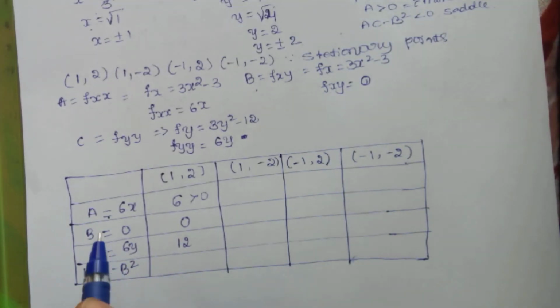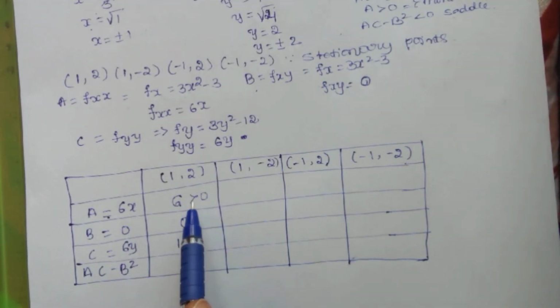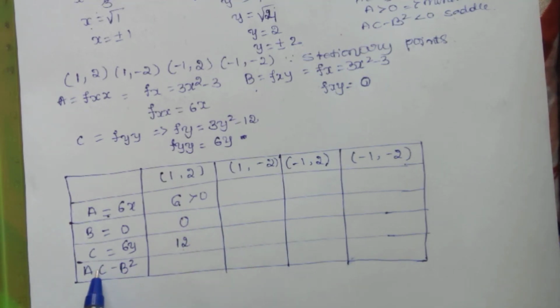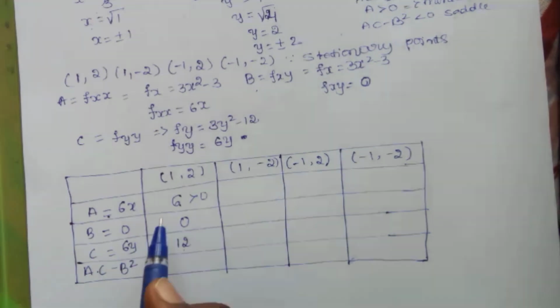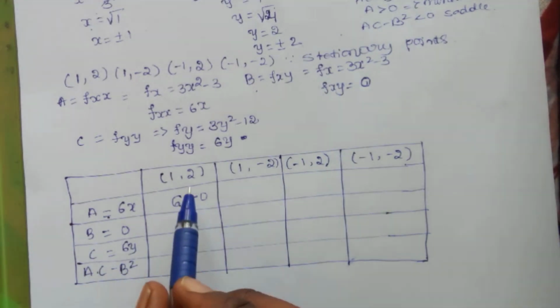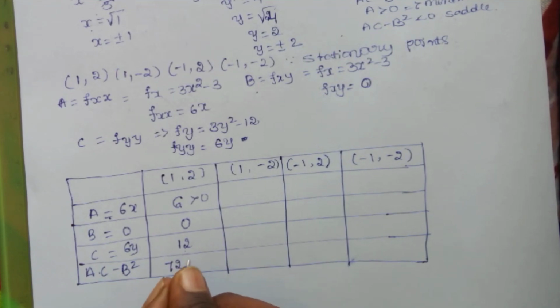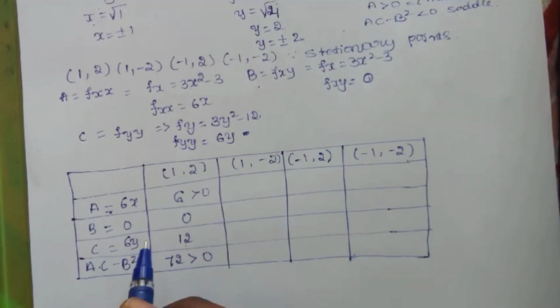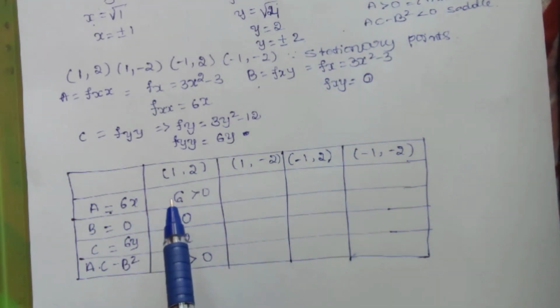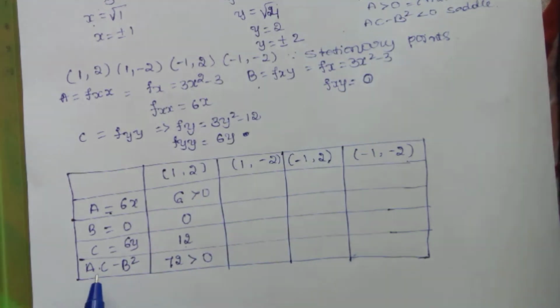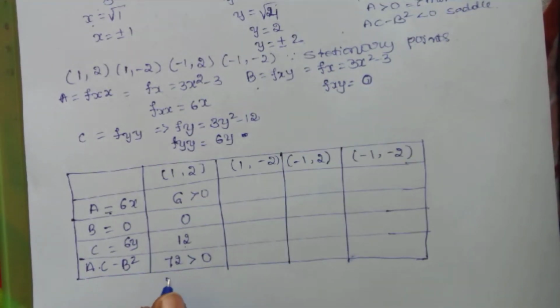Then ac minus b square: a is 6, c is 12, 6 twelves are 72, so ac minus b square is 72, which is also greater than 0. Here, a is greater than 0 and ac minus b square is also greater than 0. If both are greater than 0, then it is a minimum point.